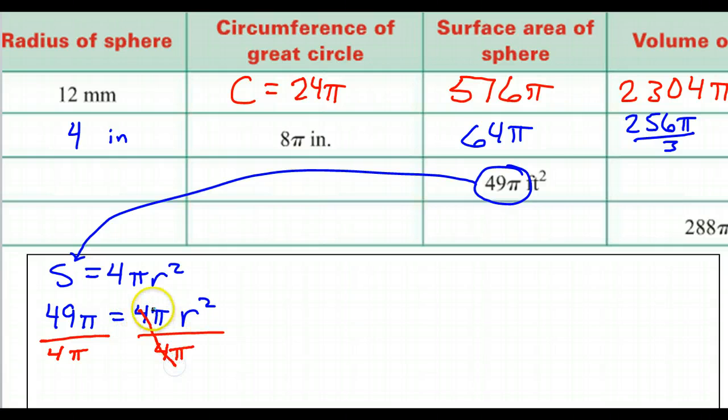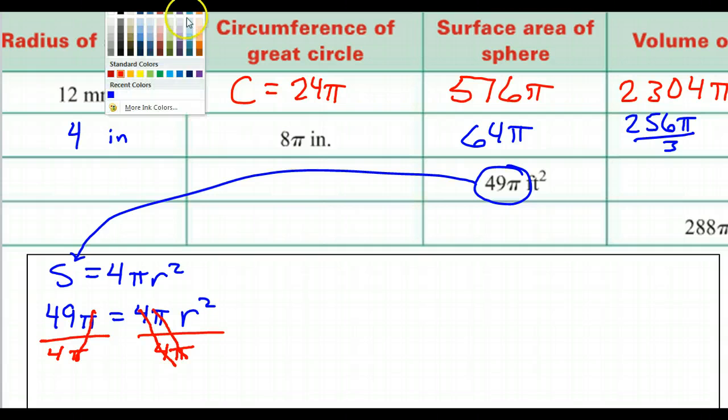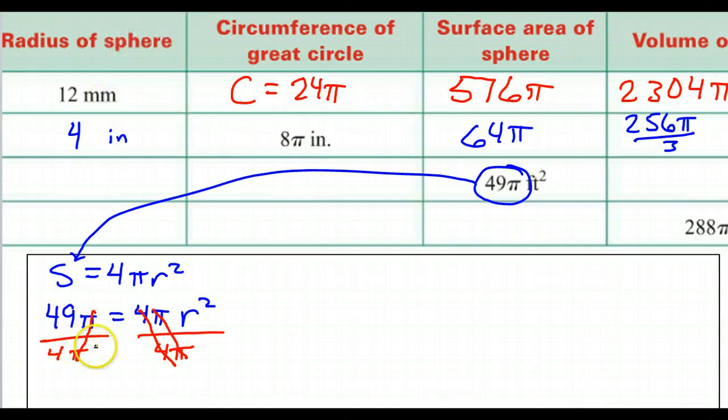Okay, that's all. This is going to cancel each other out. Even those pi's are going to cancel each other out. Now be careful. You're going to be tempted to make a decimal right now. Don't. Okay, so right now I have r squared equals, and I'm just going to leave this as 49 over 4.